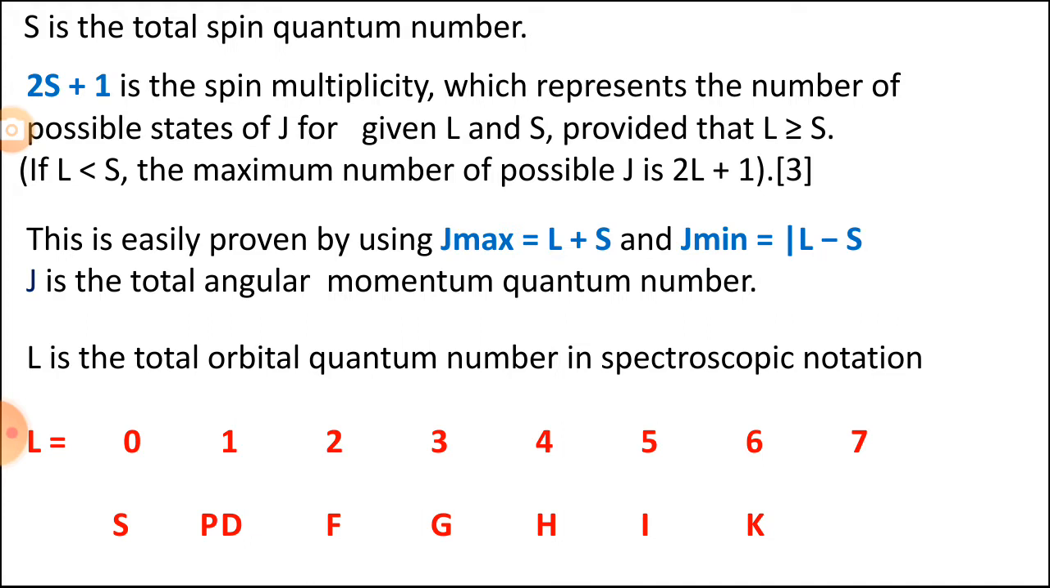Okay, if the L value is 2, then it is a D orbital. If a F orbital is there, then the L value is equal to 3, and if a G orbital is there, then the L value is 4. So here are some L values or total quantum numbers in spectroscopic notations.